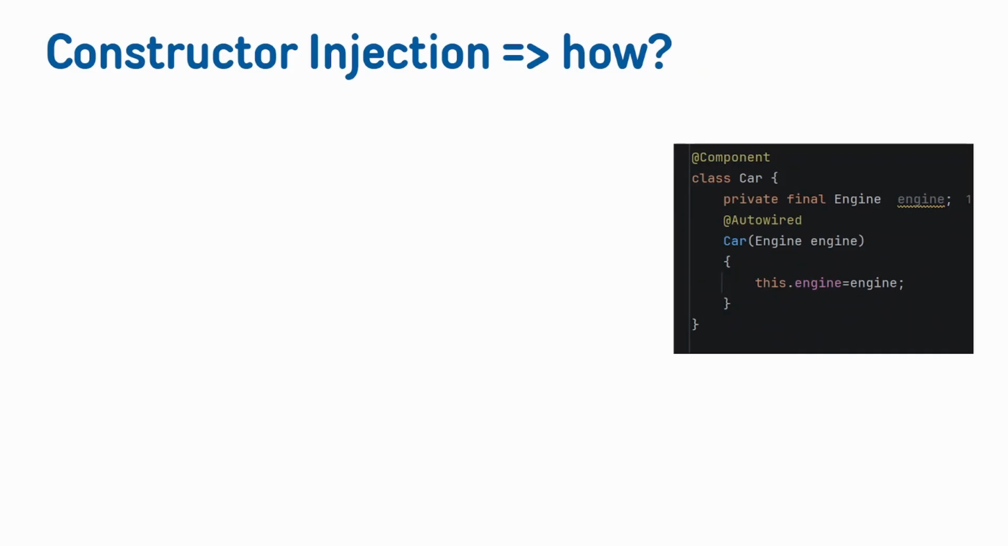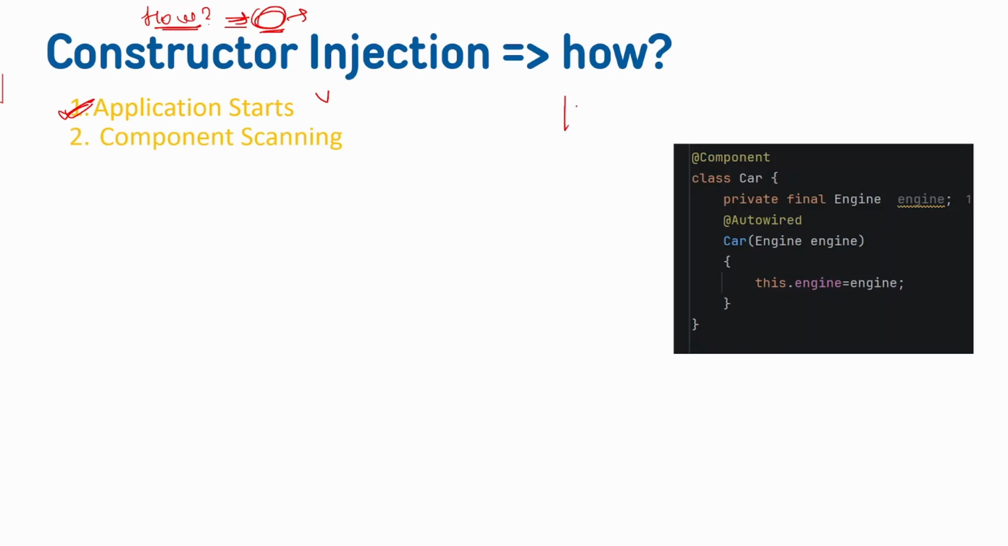Let's see the whole flow of the dependency injection. How does this dependency injection happen? The whole flow. So first, what happened? When we start the application, first the application is started and the context is created.